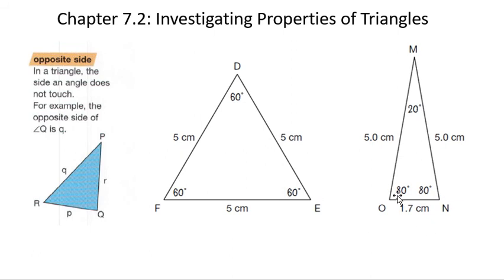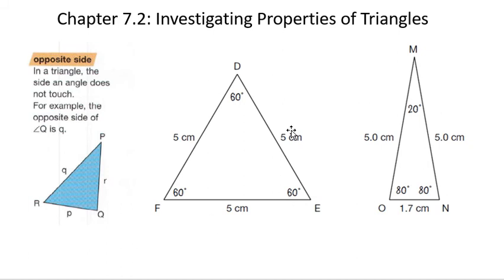The side opposite angle O, which is 80 degrees, is this side right here, 5 centimeters. So if you're given a side, you can figure out the opposite angle, and if you're given the opposite angle, you can figure out the side.